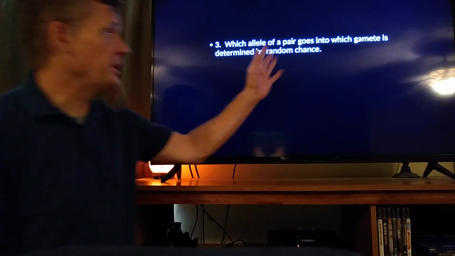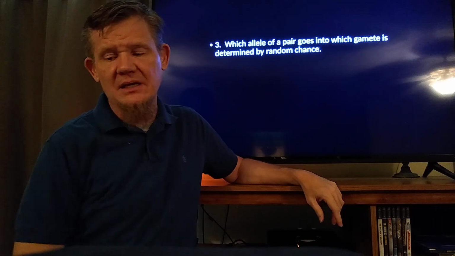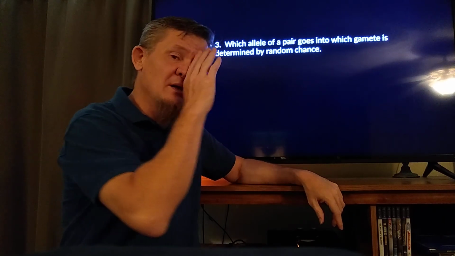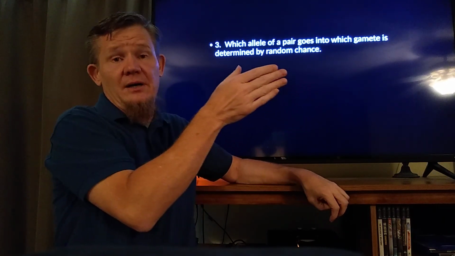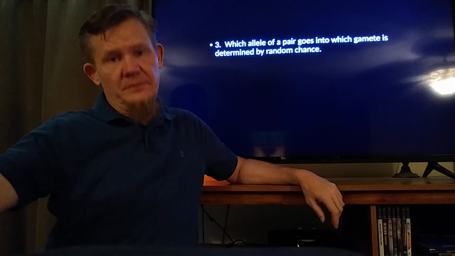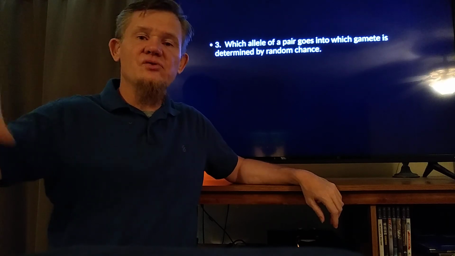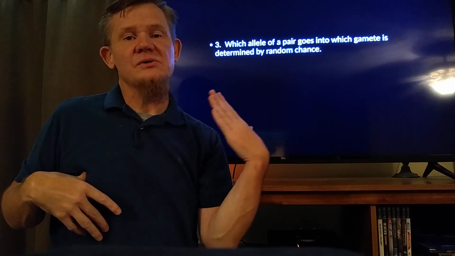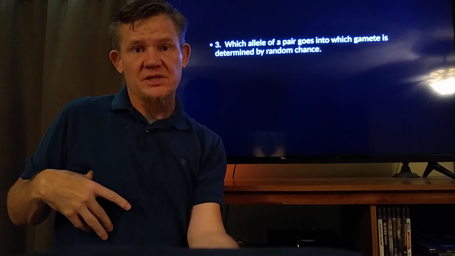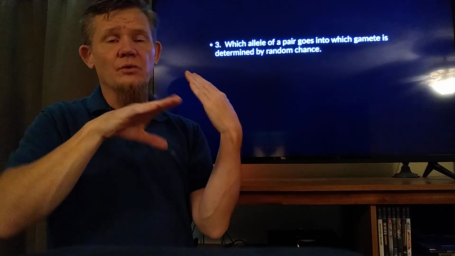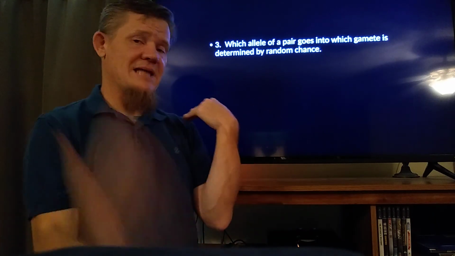Which allele of a pair goes into which gamete is determined by random chance. This goes back to what we talked about in the previous chapter, and that was this idea of independent assortment. We said that independent assortment said there was no rhyme or reason as to why this chromosome got put into that sperm cell versus its mate, the other chromosome. There's no reason why this one made it in versus that one.